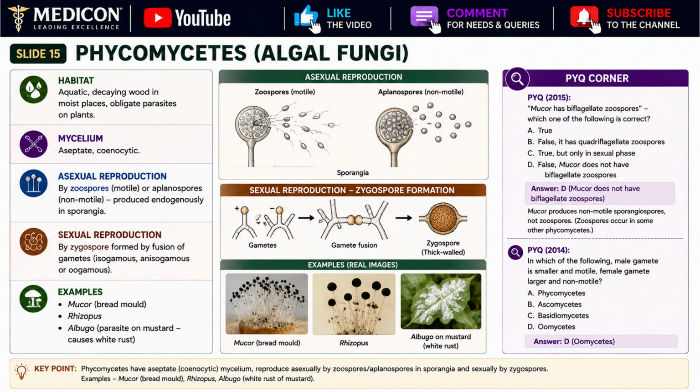The key points you have to remember about the Phycomycetes: they are aseptate, that is coenocytic mycelium. They reproduce asexually by zoospores or aplanospores in sporangia, and sexually by zygospores. Examples are Mucor, the bread mold, Rhizopus, and Albugo, that is the white rust of mustard.